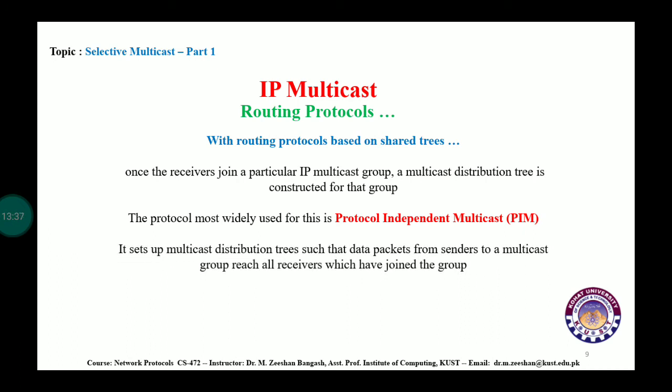Now it tries to set up multicast distribution trees so that the data packets from the sender to that multicast group are received by all the receivers that have joined that group.